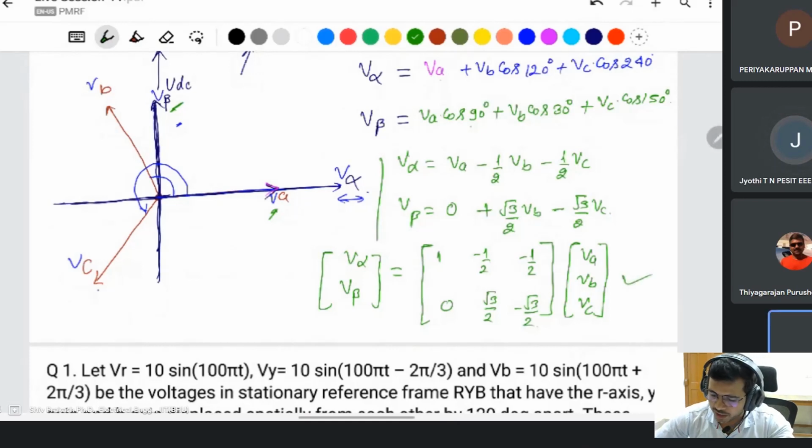This is the alpha beta conversion from the three-phase ABC. In a simple way, take the three-phase ABC as vectors VA, VB, VC. After that, take V alpha in the same phase as VA, and 90 degrees after this is V beta. Apply V alpha and the effect of all three phases on V alpha, then simply apply cos.